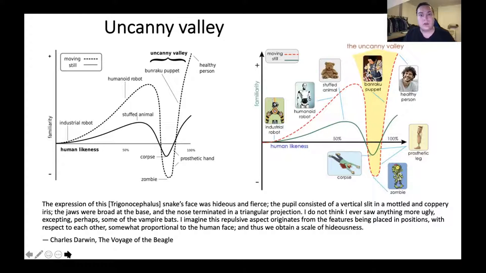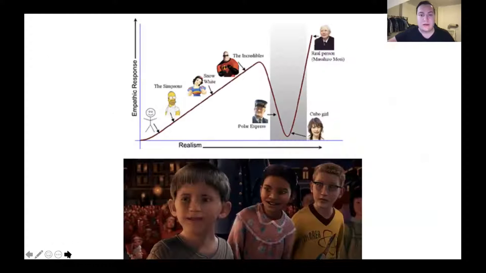However, there is a valley. If something is quite similar, but not yet completely human, it gives us a strange, uncanny feeling. As Charles Darwin described it on bat faces or snake faces, that it's very similar to human, but it's quite ugly. You can see another example from the digitally made movie The Polar Express, or the recent one, The Cats, where the characters were very close to human but still look a little bit creepy.